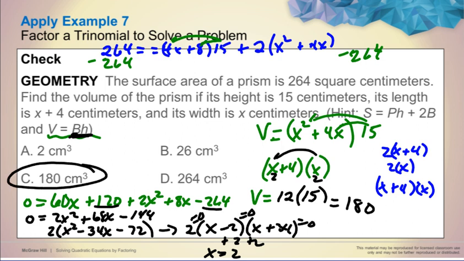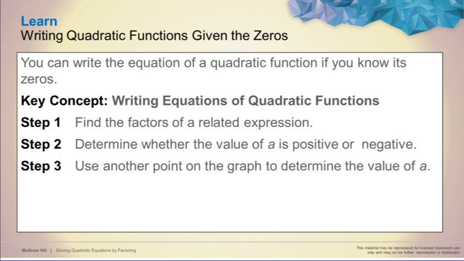The last part: write a quadratic function given the zeros. So you're going to be writing the equation. To write the equation, it says find the factors, but really it's find the zeros. Determine whether the value of a is positive or negative, because it's going to open upward or downward. And then you're going to use another point on the graph to define a.